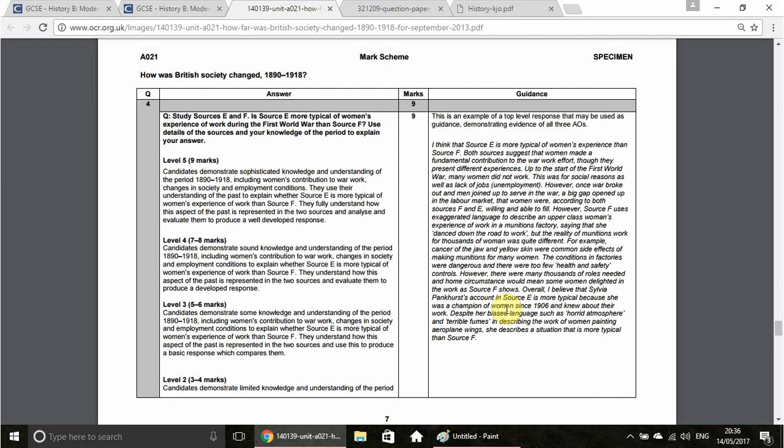The main thing that you need to remember for this type of question though is make sure you put in knowledge and you say how each source fits in with the knowledge that you have, and that you have definitely done it for each source and not just said, I think source E is more typical because source E says blah, blah, blah, and my knowledge fits with that. You must mention the other source and say why that one fits in less with what you know as well.